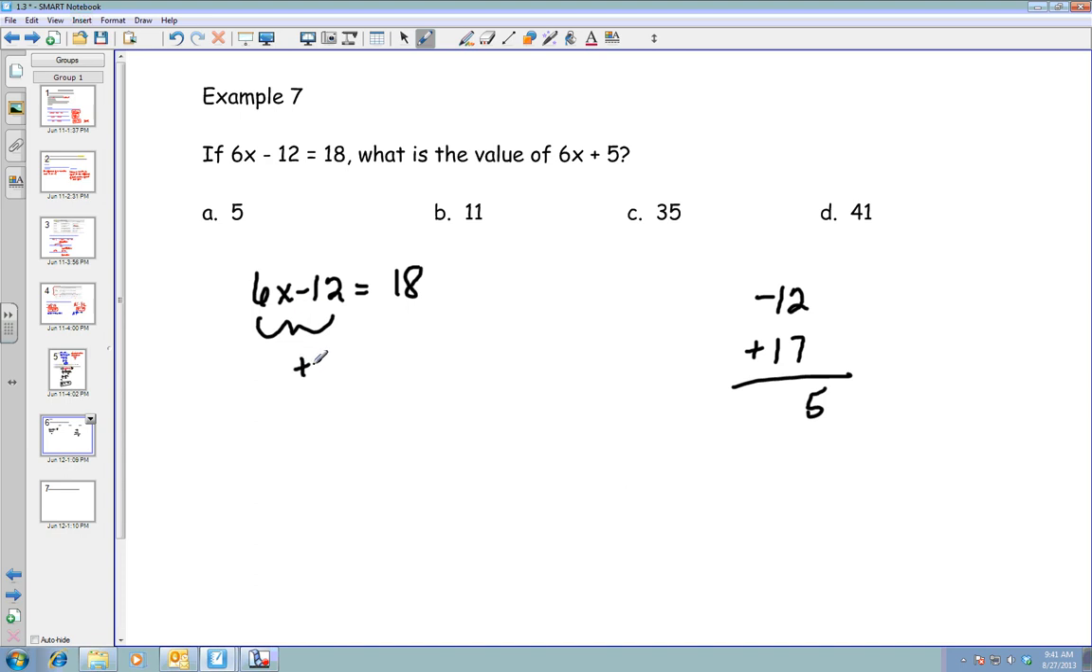So I'm going to add 17 to both sides. Can't add it just to one side because I have to keep everything equal. So I'm going to add 17 to both sides, and now here's what I have. 6x plus 5 equals 18 plus 17, 35. So what is the value of 6x plus 5? 35.